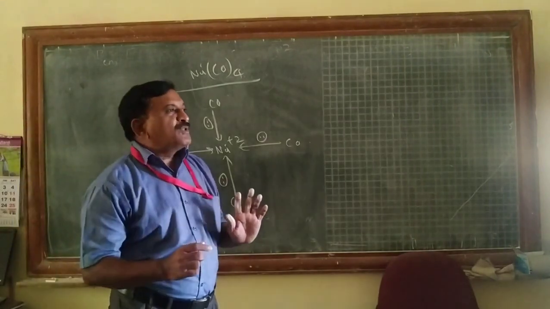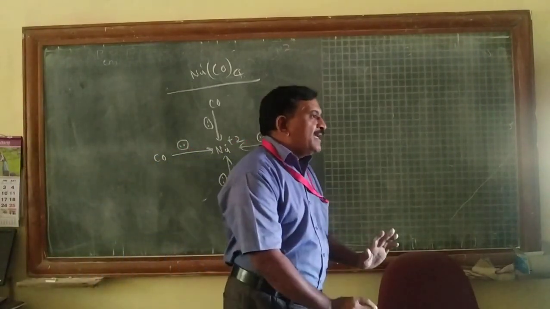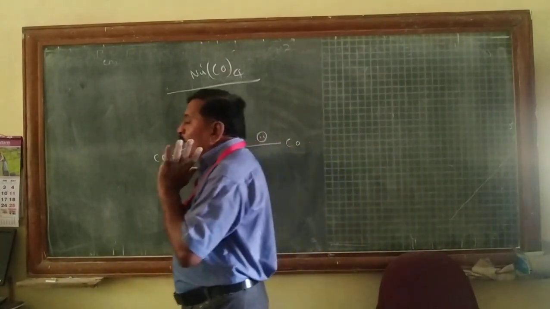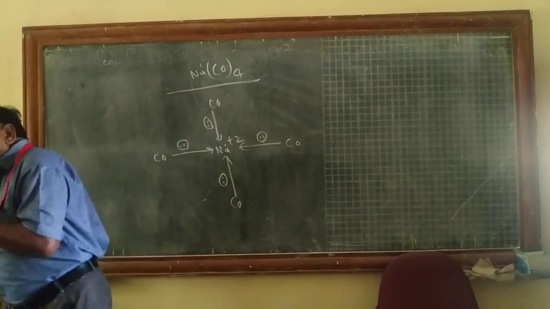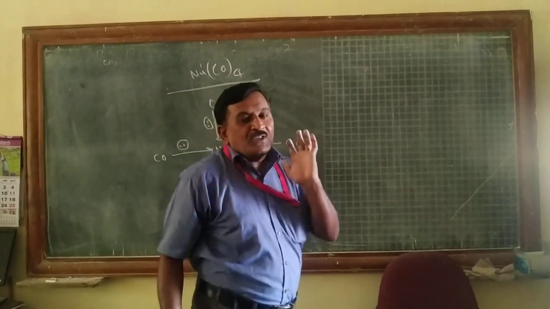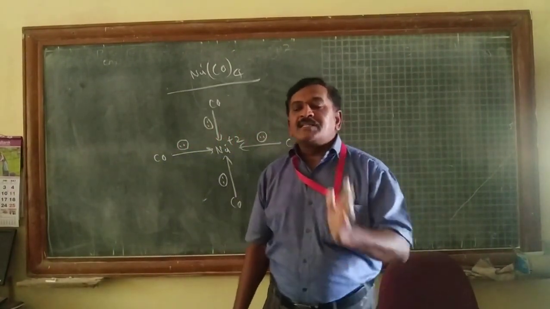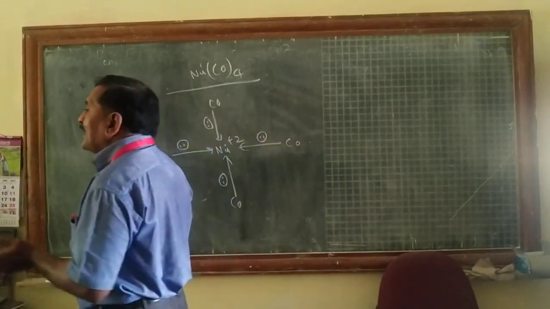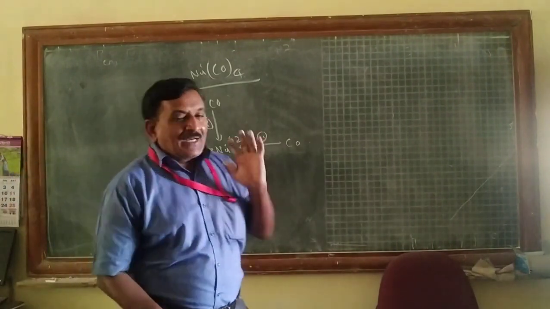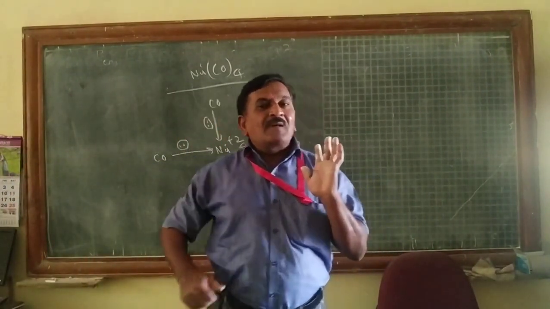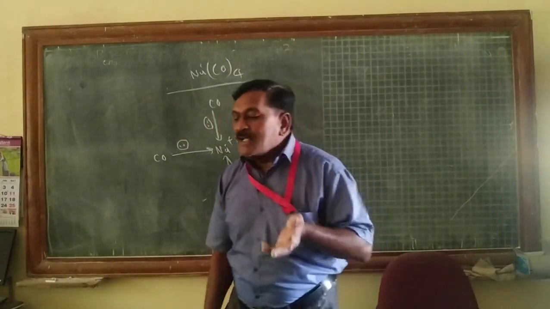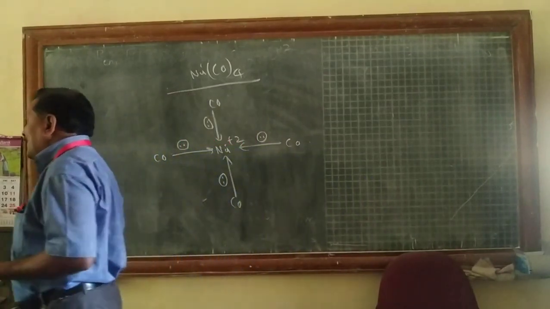So the coordination compounds will be having the coordination sphere, coordination number, central metal ion, and the ligands. Every coordination compound will be associated with a coordination number, the coordination sphere, the central metal ion, and ligands. Ligands means they can donate a pair of electrons to the central metal ion.